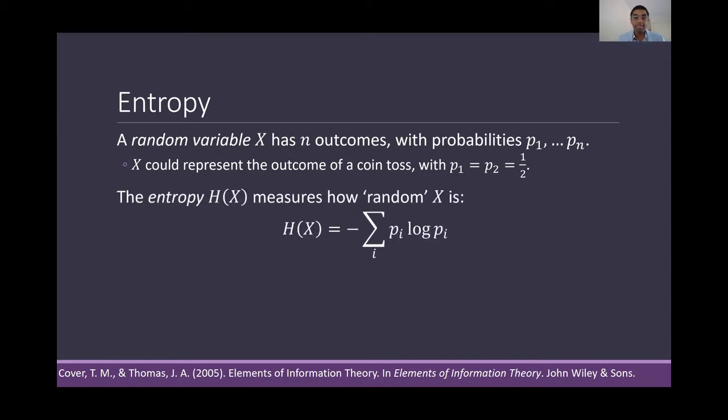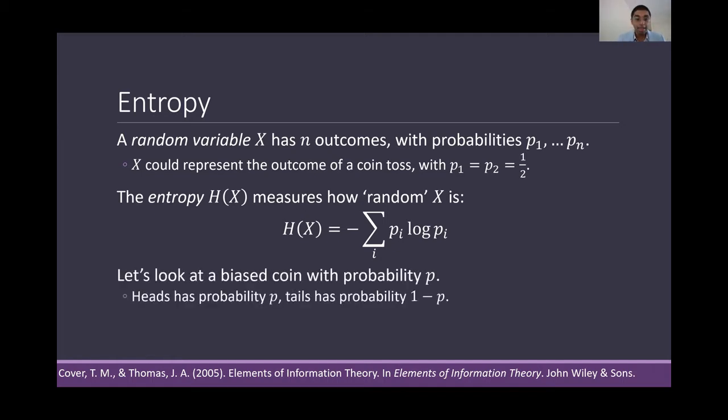Now, the entropy is something that measures how random your random variable is. For one thing, it's just a number. You say, how random is this qubit? And it'll spit out something like maybe 5. And you can say, oh, that's more random than 4, but less random than 6. But a way of actually seeing what entropy means is to look at the example of a biased coin with probability p. So our coin will be heads with probability p, or tails with probability 1 minus p.